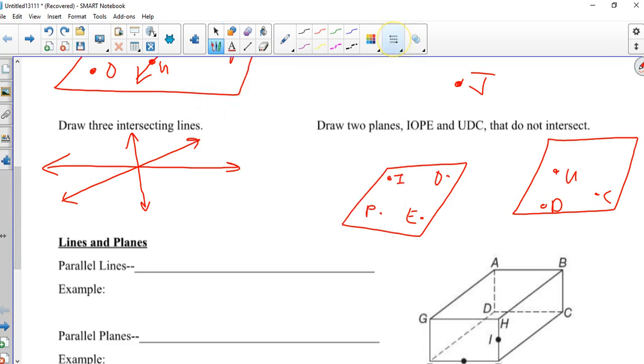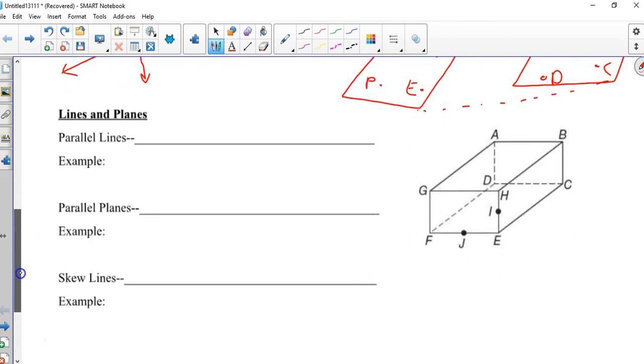So if you think about it as if this was a box, these are the 2 ends. They're never going to intersect because they're the ends of your box. So the top and bottom of the box, left and right side, they're never going to intersect. They're never going to touch. All right.